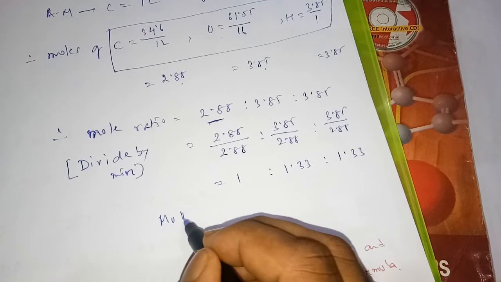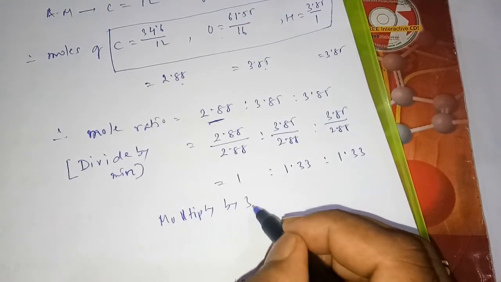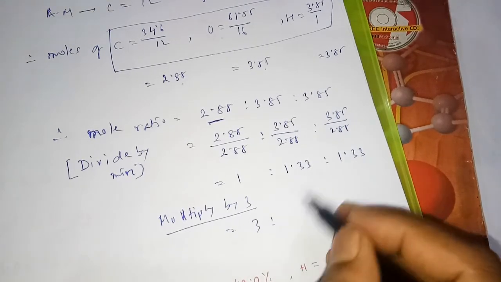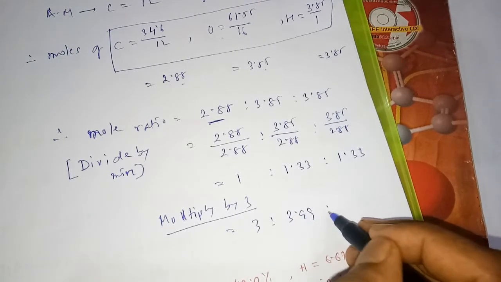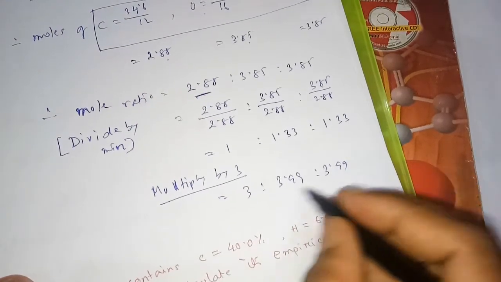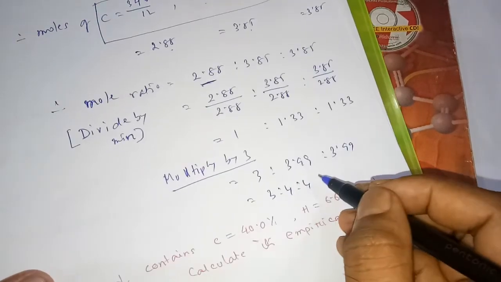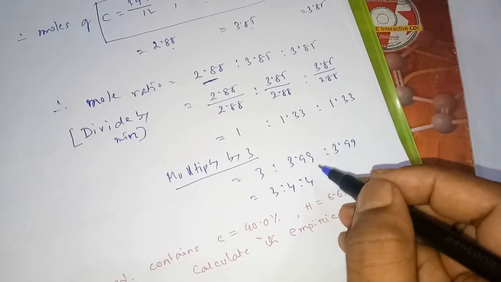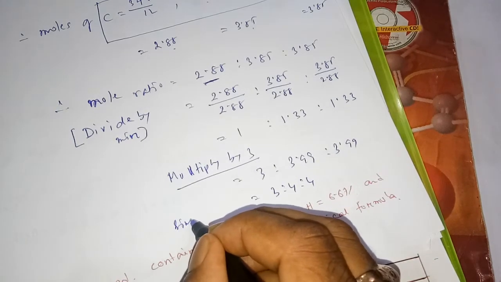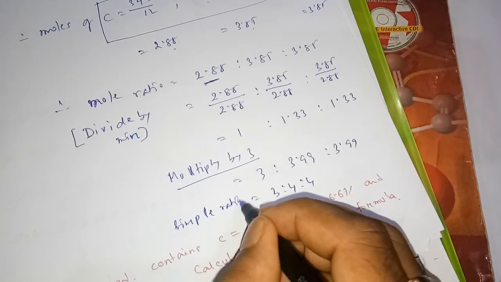So you have to multiply by 3. So the first one becomes 3. If you multiply 1.33 by 3, this becomes 3.99. So that can be written as 3:4:4. So this is your simple ratio.